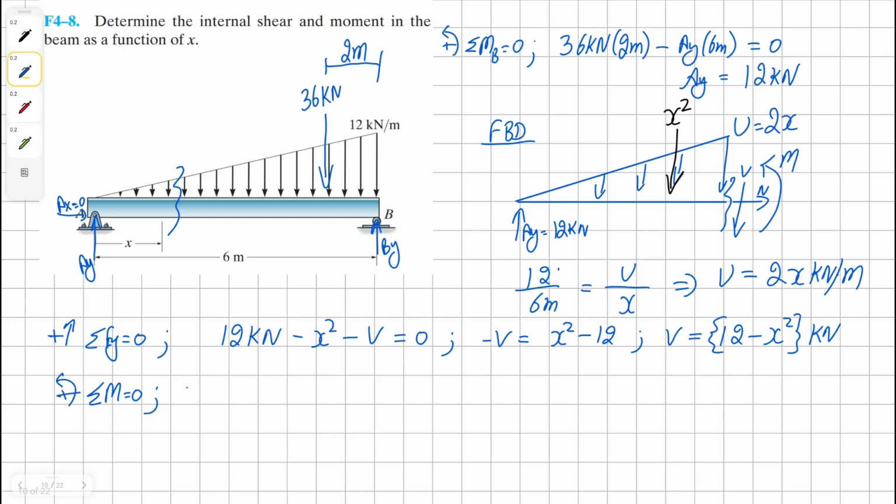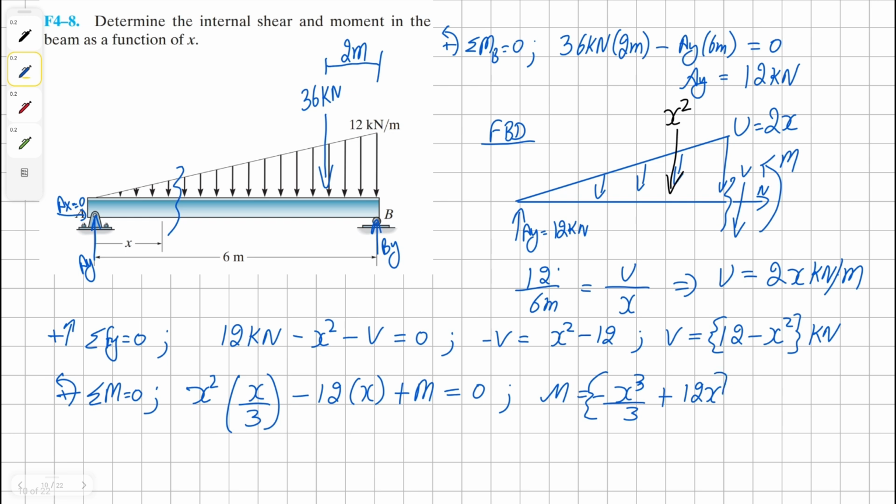Now we can take a moment about the cut. We're going to have x squared, and it's x divided by 3 meters away. And then we have our AY clockwise, and it's x meters away. And finally, we have our positive moment at the cut, all equals 0. Solving for moment, we get x cubed divided by 3, take away negative x cubed divided by 3, and positive 12x as our solution.